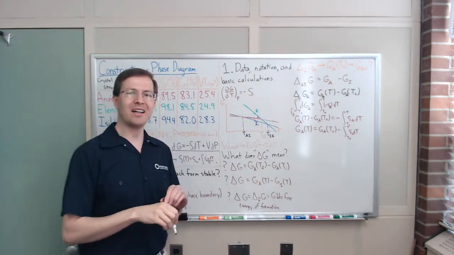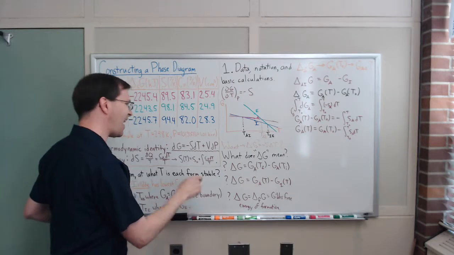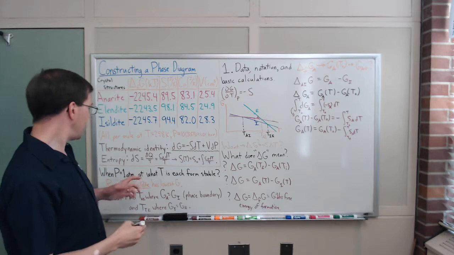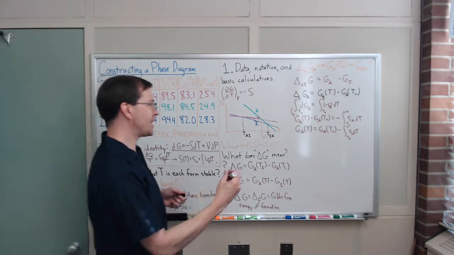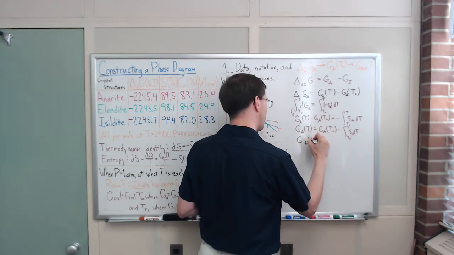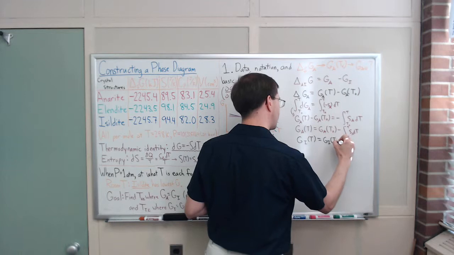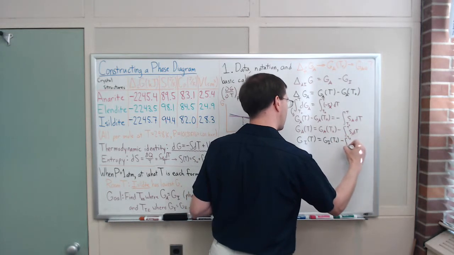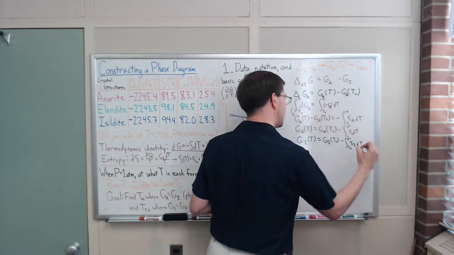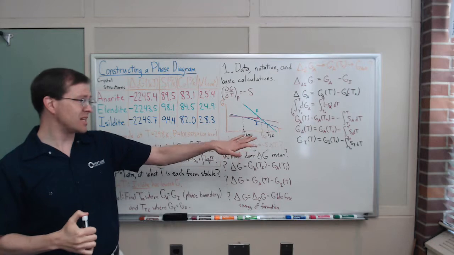I've got that. I can obviously do the same thing for any other element. So I'm going to do the same thing. I'm not doing that integral yet, remember. I'm going to do the same thing for isildite and get basically the same result. G isildite of T equals G isildite of T naught minus the integral from T naught to T of S isildite dT. That's the same idea there.